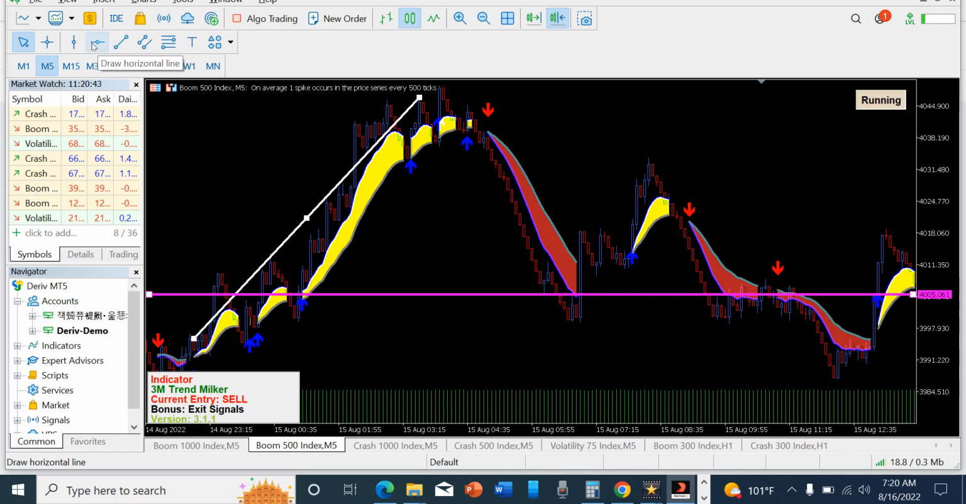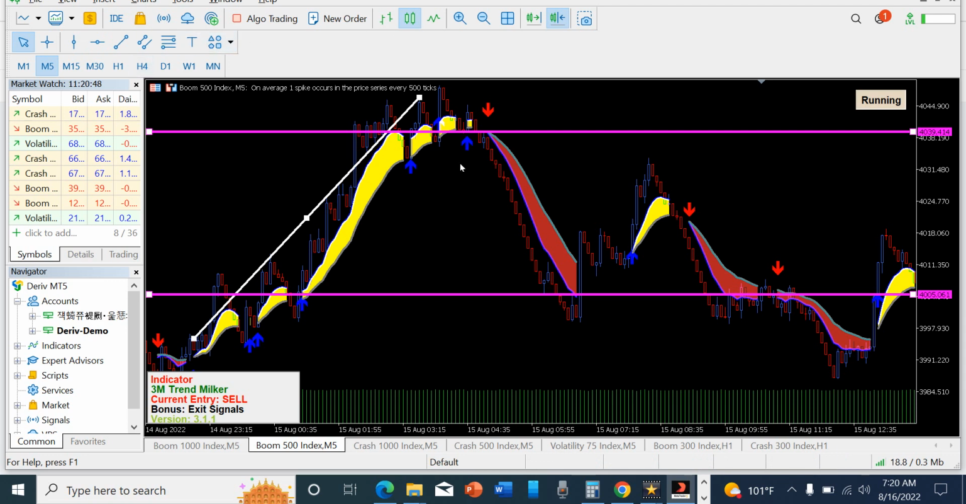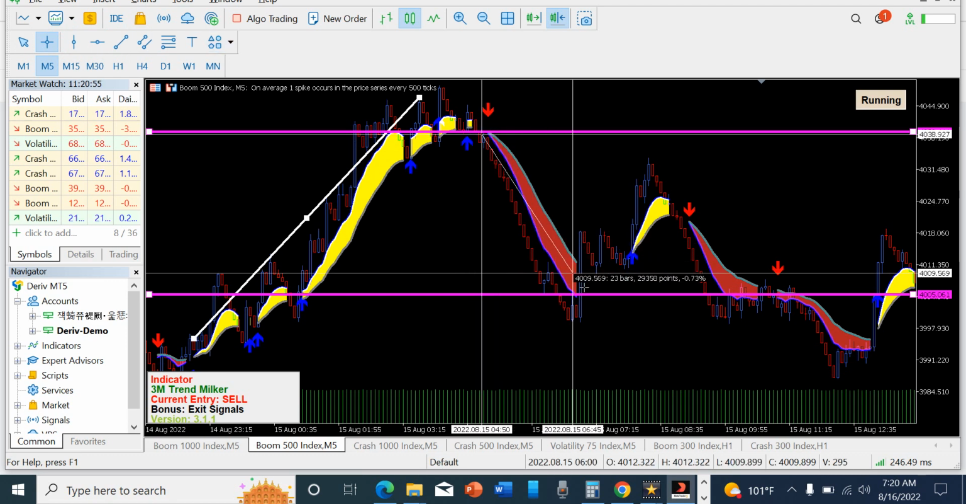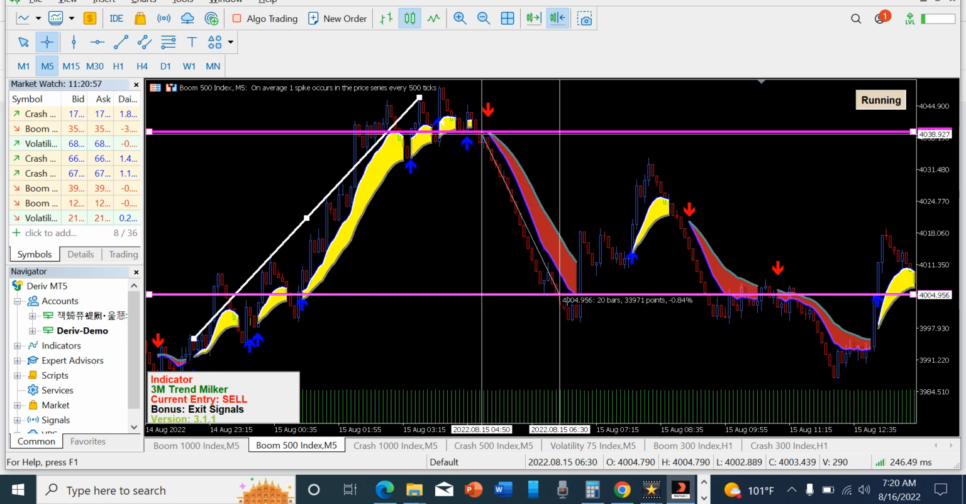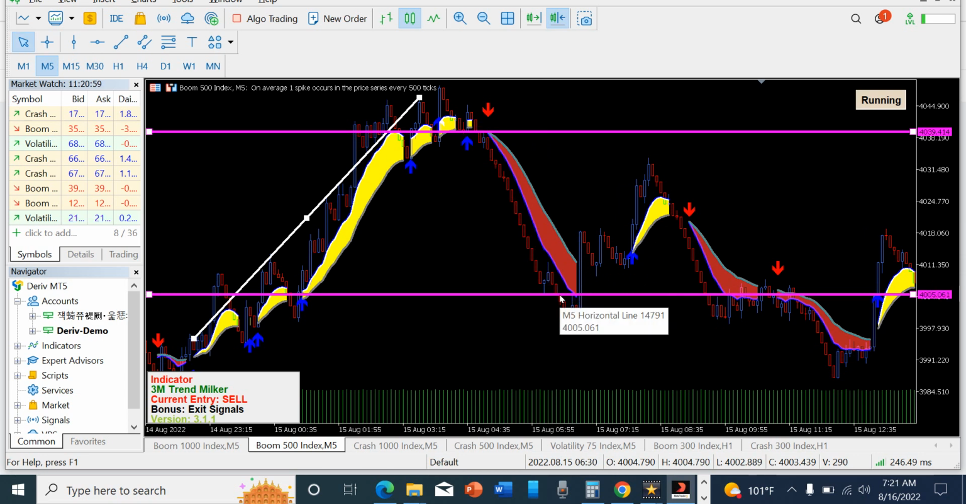If you do your calculation very well, this is your entry point and here is your exit point. And let's do the calculation, guys. Let's try to pick up the number of candles created. Okay, this is 20 candles, 20 times 5, that is about 100 minutes. You spent 100 minutes trading in one direction. If you are earning 50 cents per minute, definitely you would have earned $50 at that particular point, just trading from here to here alone.